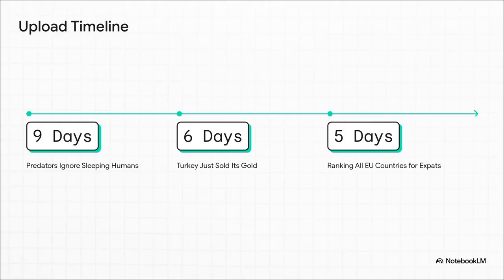To really grasp how chaotic this environment is, check out the chronological proximity of these uploads. Over just a single week in April 2026, the feed is throwing incredibly rapid-fire content at the viewer. 9 days ago, something about animal predators. 6 days ago, Turkey selling its gold. 5 days ago, running away to the EU. This timeline beautifully illustrates how viewer curiosity is constantly being yanked from biology to global finance to personal escapism, all within a matter of days.